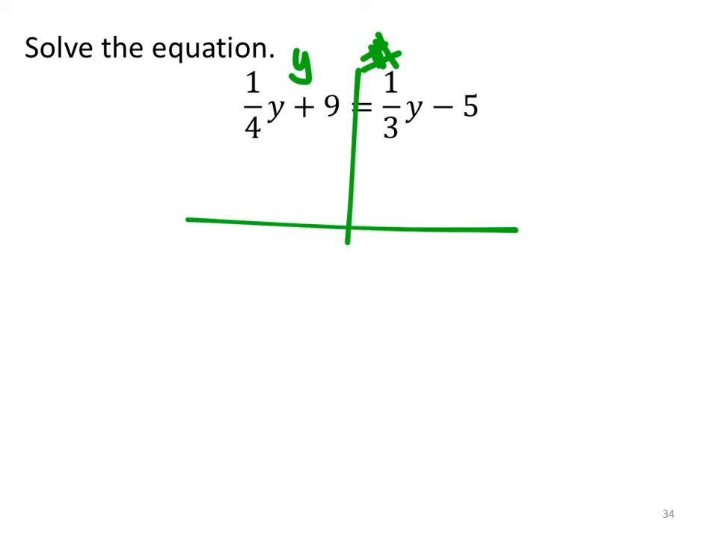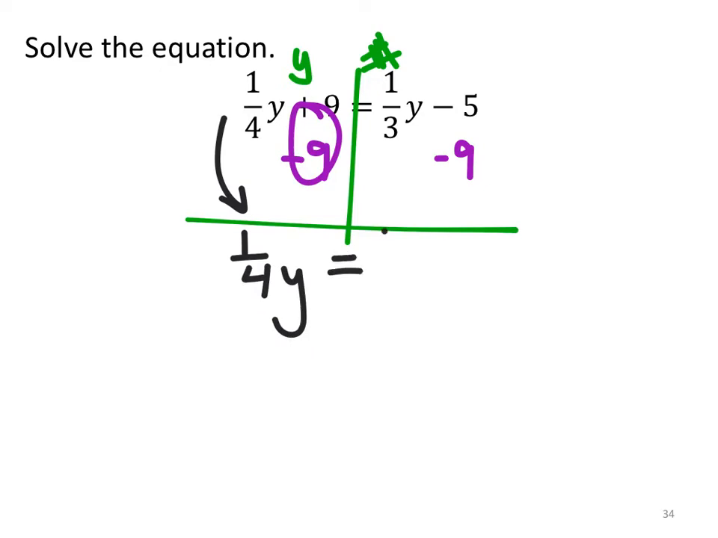So I got that plus 9. It's on the wrong side of the equal sign. That's no good. So I'm going to subtract it. I'm going to add its opposite, which is just the same as subtracting it from itself. And that's going to zero that out. And now I've got that 1/4 y equals 1/3 y. We can drop that too. But negative 5 minus 9 is going to give us a negative 14 right there.